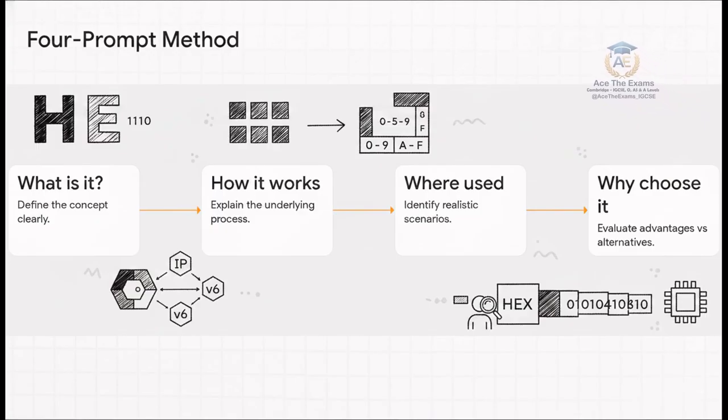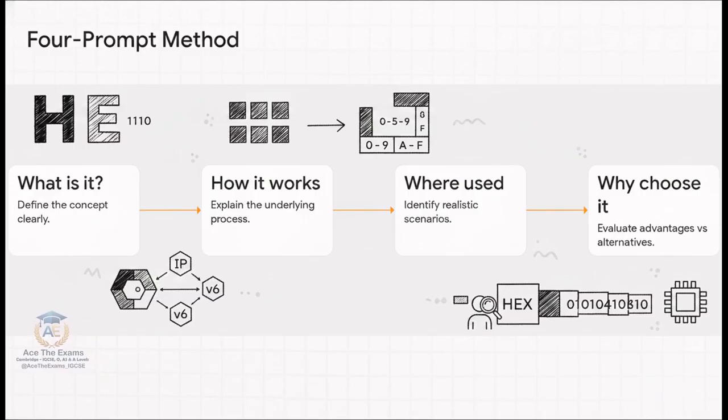Prompt 1. What is it? Define hexadecimal precisely. Prompt 2. How does it work? Explain the underlying process, the grouping of binary bits into 4s, the characters 0 to 9 and A to F. Prompt 3. Where is it used? Name the exact real-world scenario, HTML color codes, IPv6 addresses.